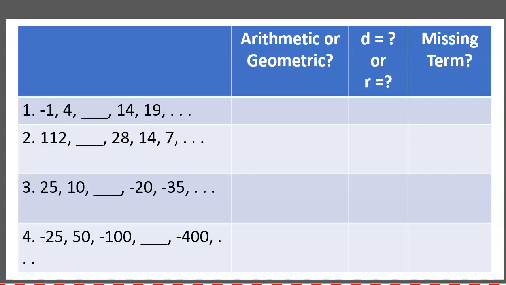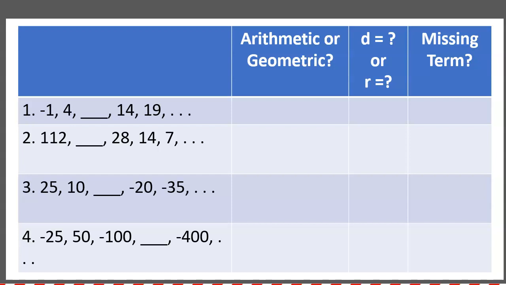Alright, so for your next question, you can create this table either on a dry erase board or a sheet of paper or with your notes. For each example, you're going to fill in 3 things. Is it arithmetic or geometric? Does it have a common difference or ratio, and what is it? And what's the missing term? Again, just like we did before, we'll do number 1 together, and then I'll let you try 2, 3, and 4 on your own.